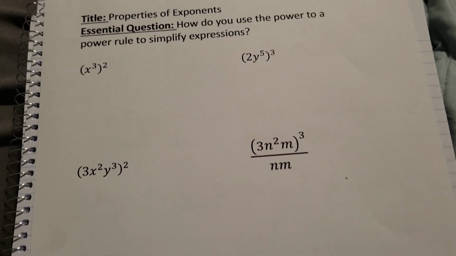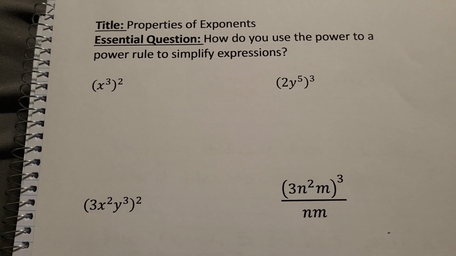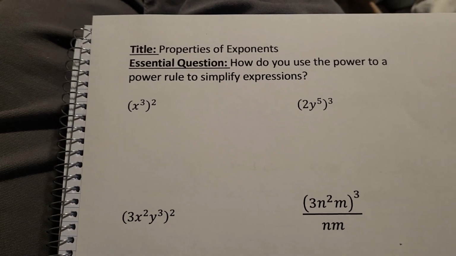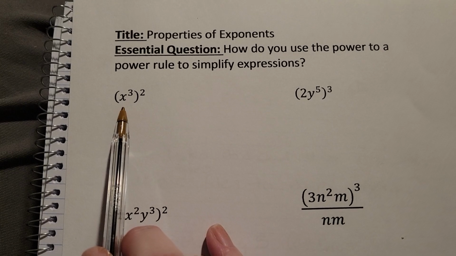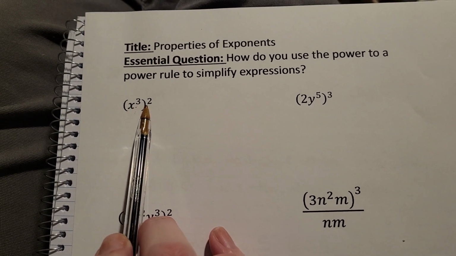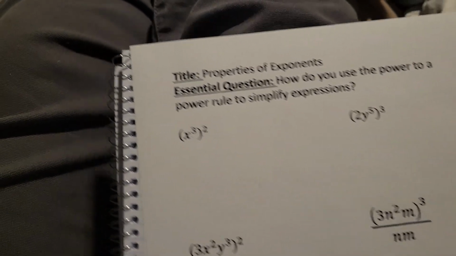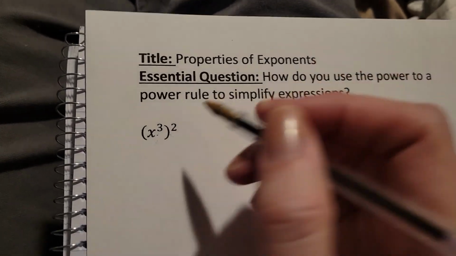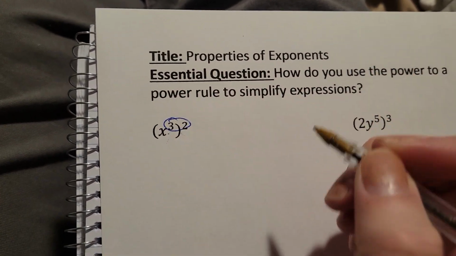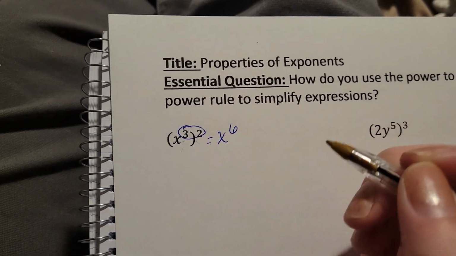So welcome to the extra super low tech version of how to use the power to a power rule to simplify expressions. So the power to a power rule is when we have an exponent, say x to the third power, and then we raise that to a whole nother power. So when we have that, all we do is we multiply the two powers. So 3 times 2 is 6. So that becomes x to the 6th power.